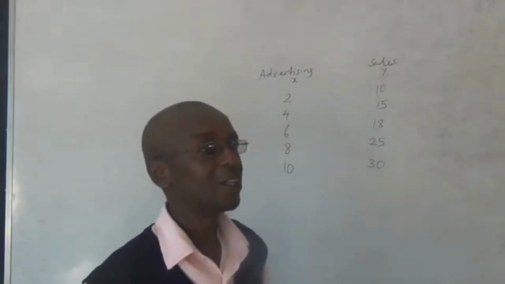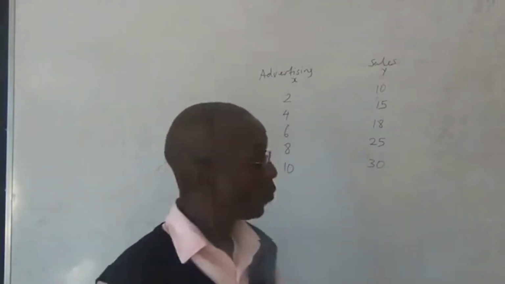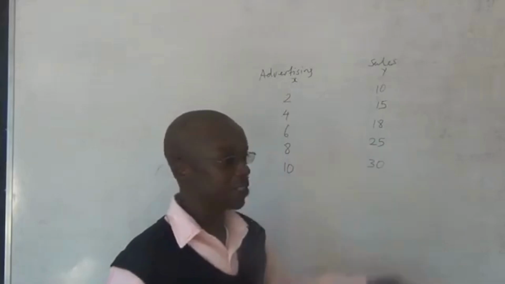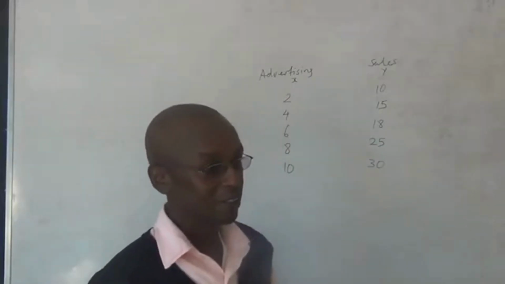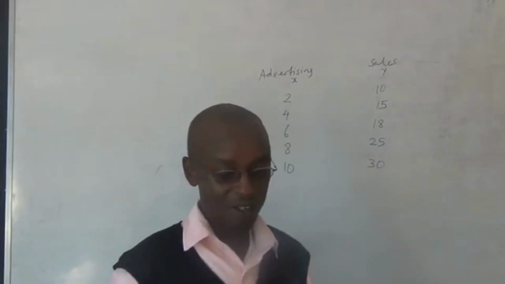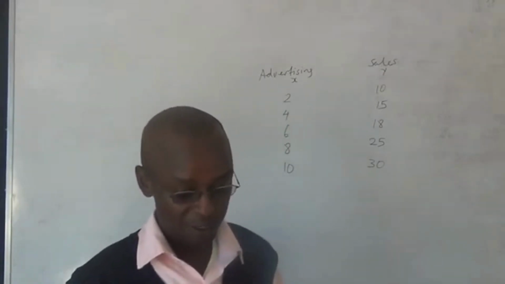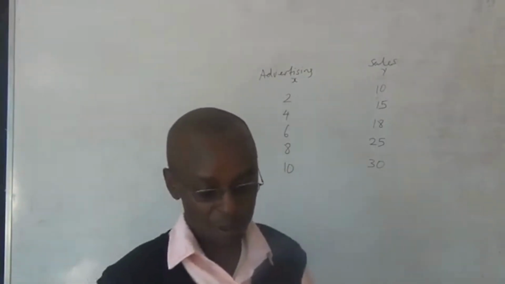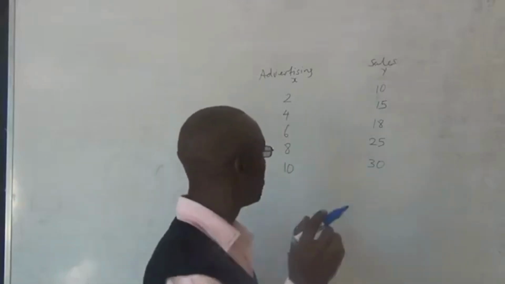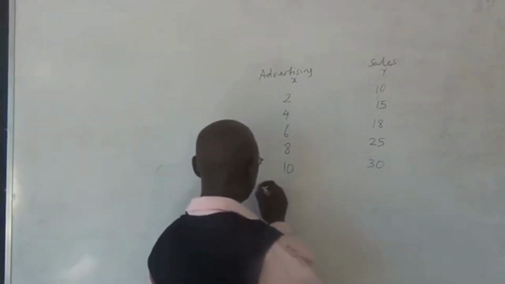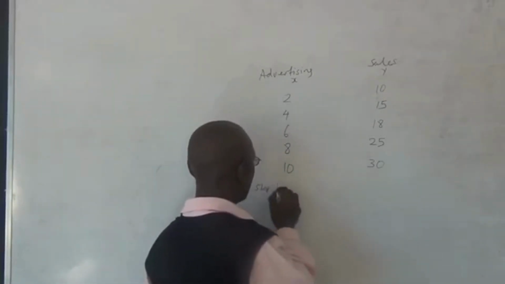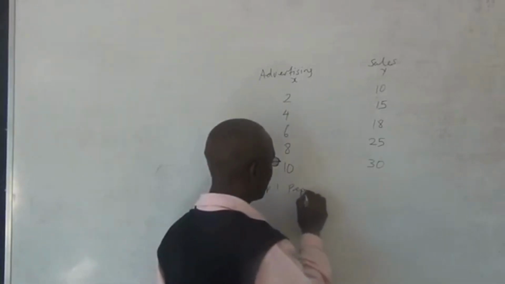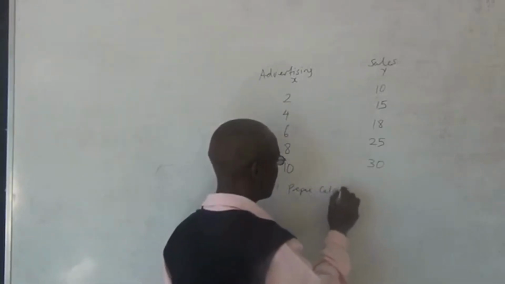But when we want to get the regression coefficient, what we normally do, we have been given this data. Okay? Then calculate the regression coefficient. The first thing you're supposed to do is prepare a calculation table. So the first step 1, prepare calculation table.